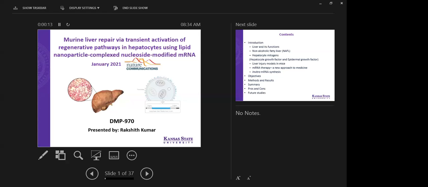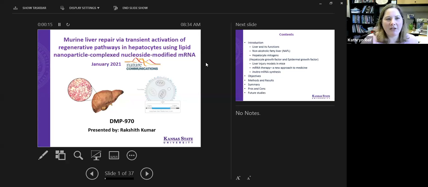A presentation, a paper entitled Murine Liver Repair via Transient Activation of Regenerative Pathways in Hepatocytes Using Lipid Nanoparticle Complex Nucleoside Modified mRNA. Try saying that 5 times fast. All right, take it away, Rakshith. Thank you.